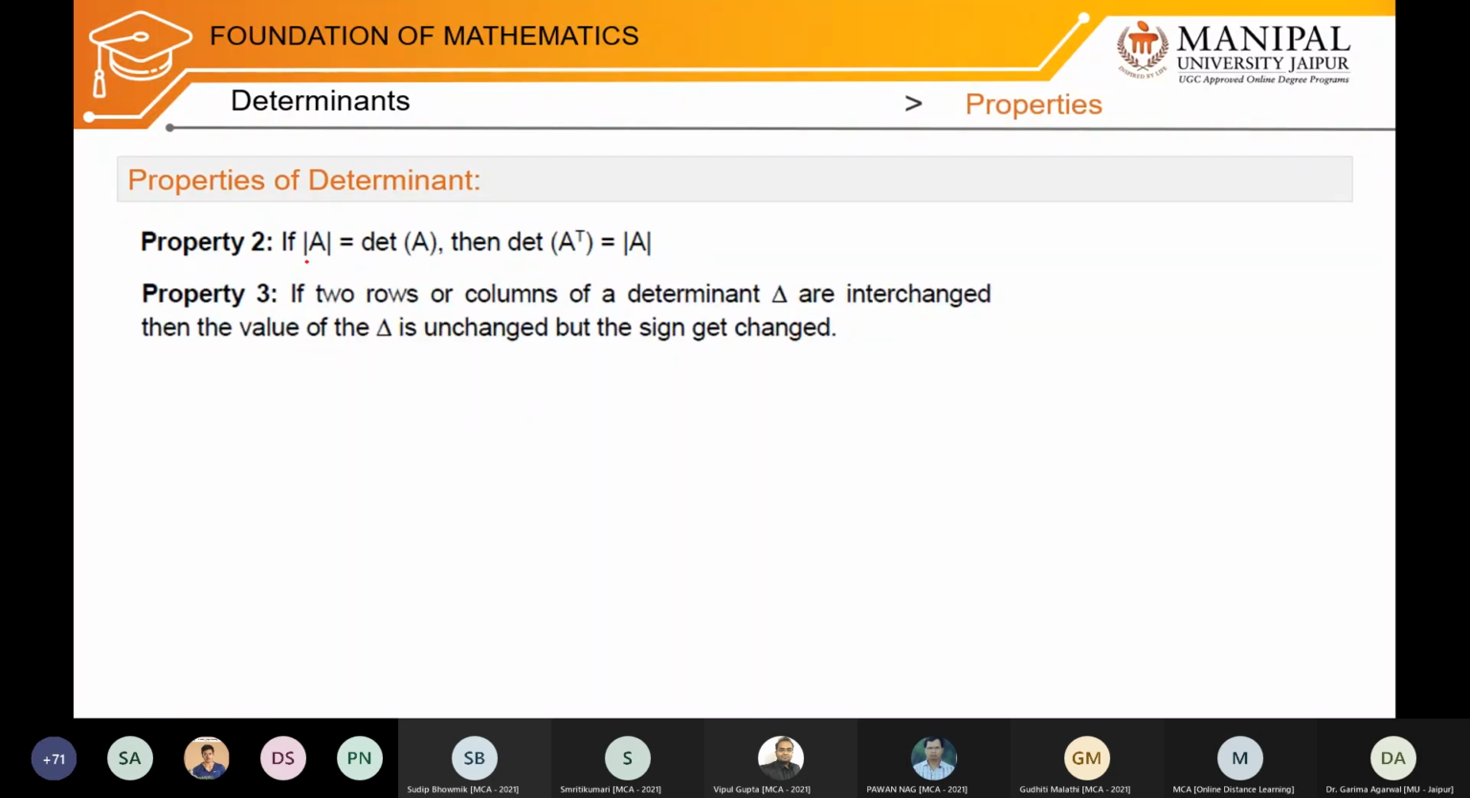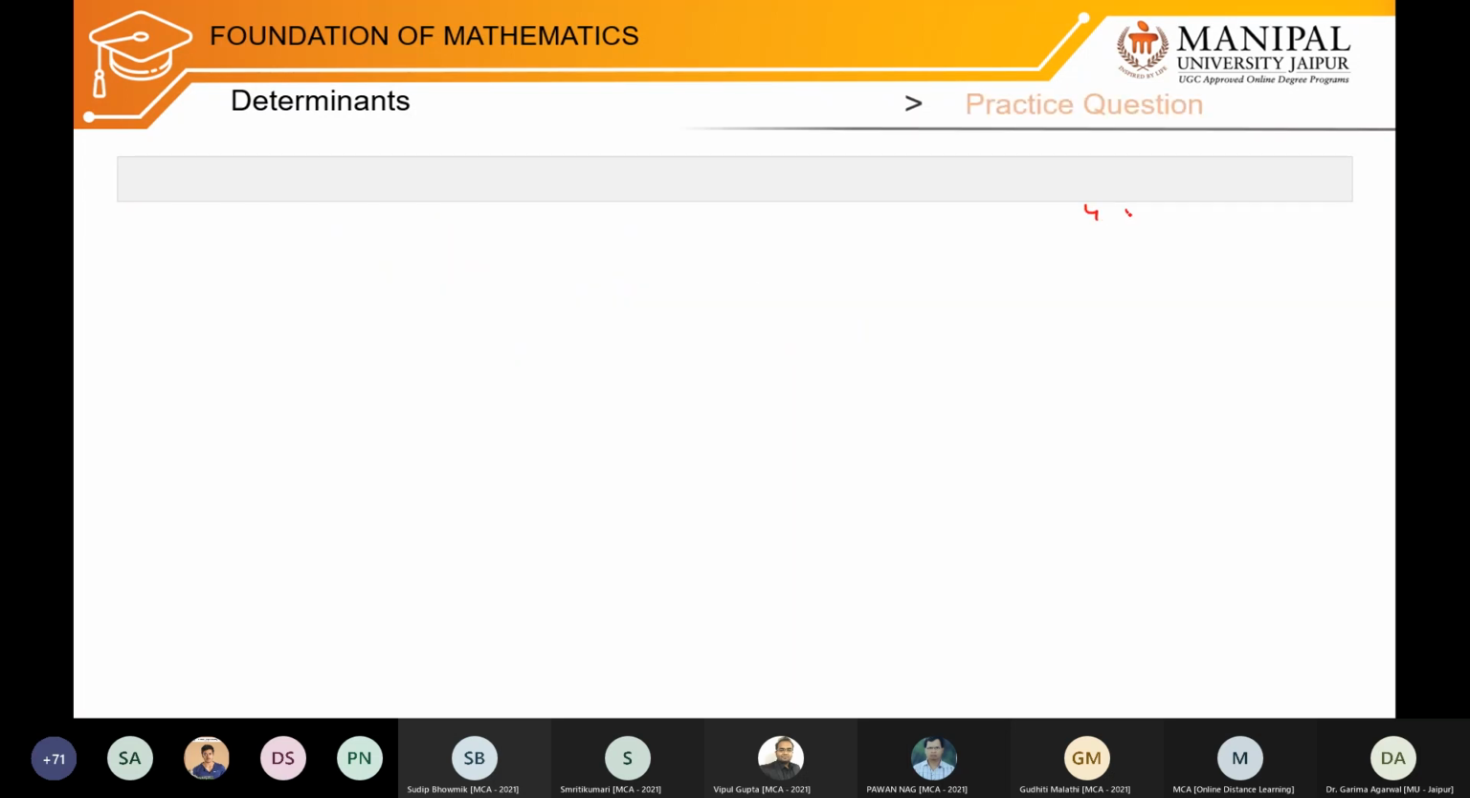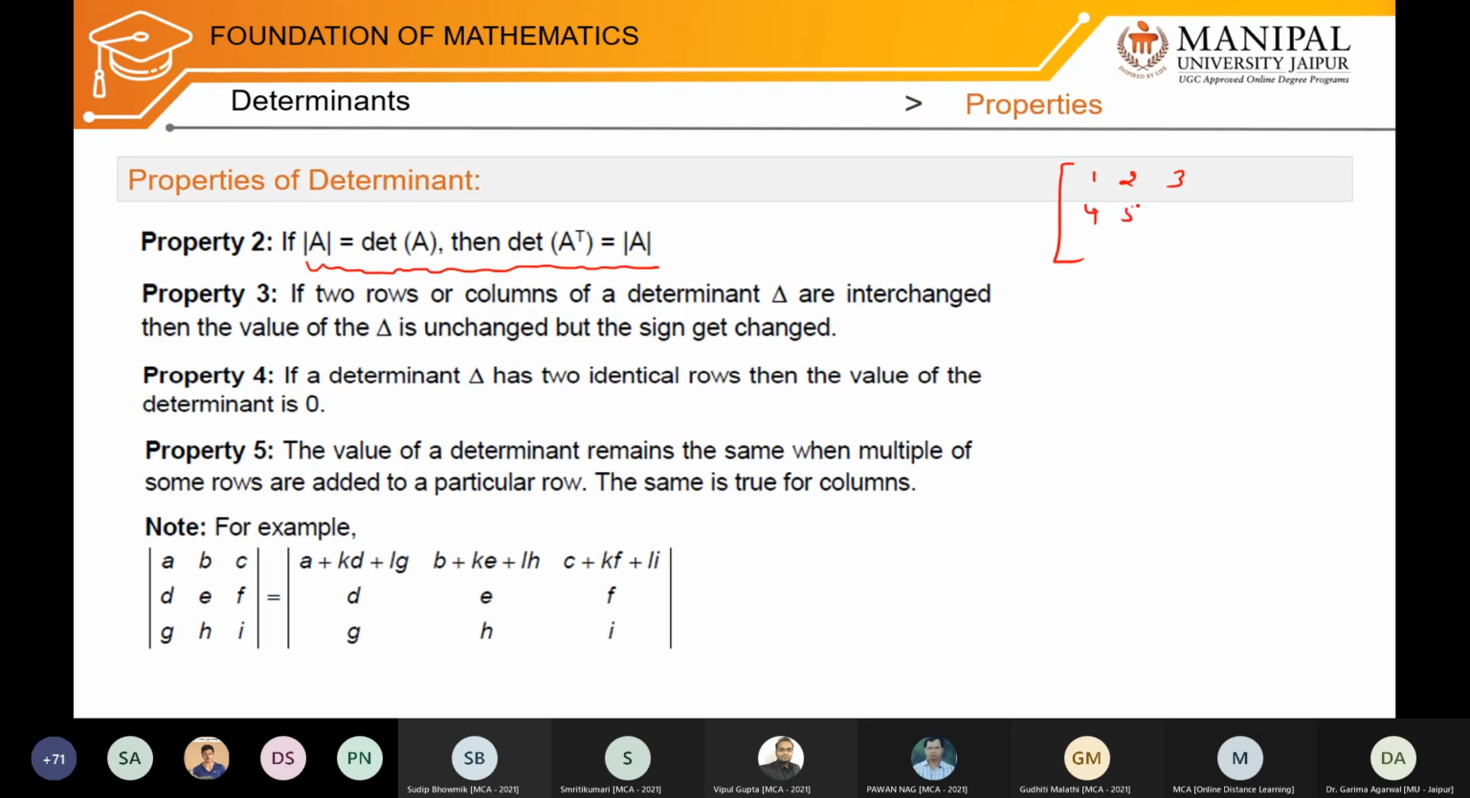The second property is that the determinant of the matrix is equal to the determinant of its transpose. What is transpose? If we interchange the rows and columns. 1, 2, 3, 4, 5, 6, 7, 8, 9. Let's say we have this matrix A, right?